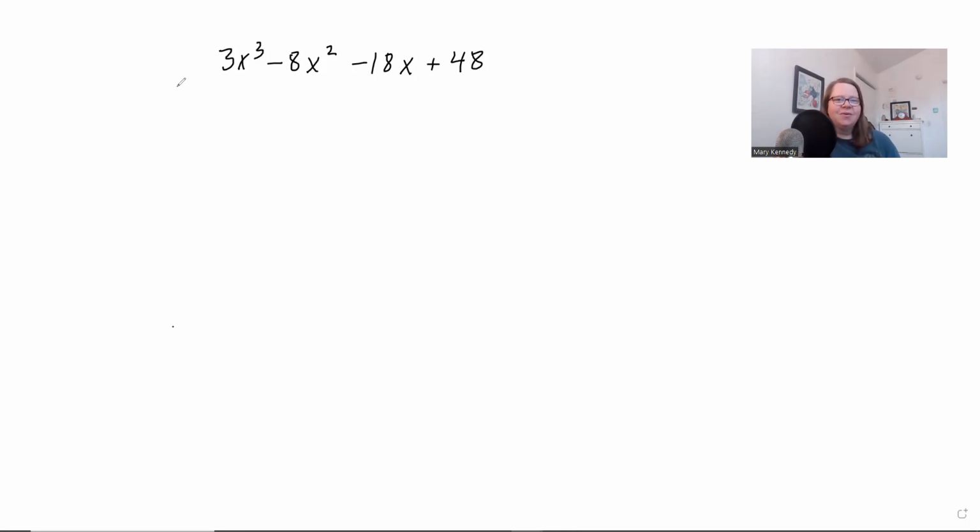All right, so we're going to group the first two, 3x cubed minus 8x squared. Plus, remember, we're going to add the second group, negative 18x plus 48. So we've simply thrown in a plus sign to say we're adding the negative 18x and the 48, and we're grouping them together. So we put parentheses to visually show that. All right, so now we're going to treat it like two separate problems.